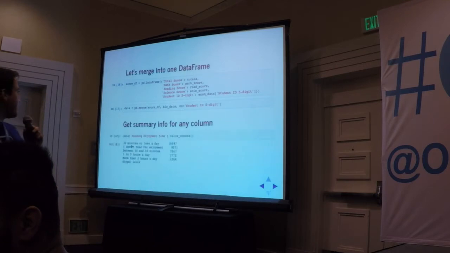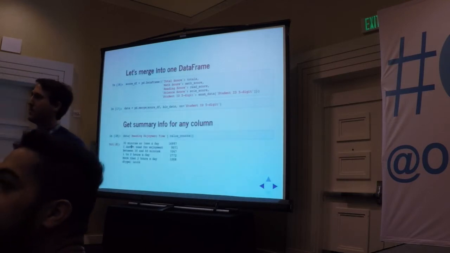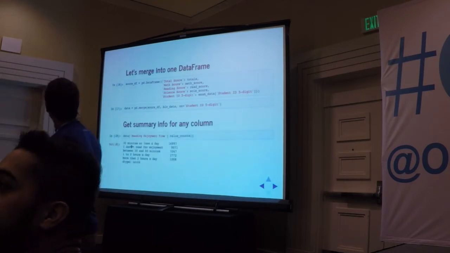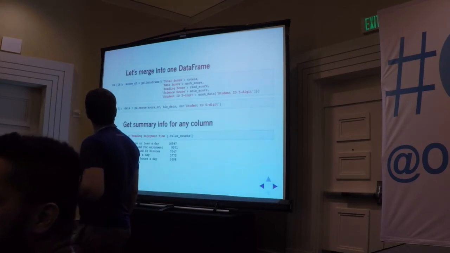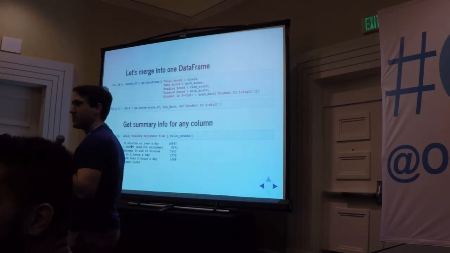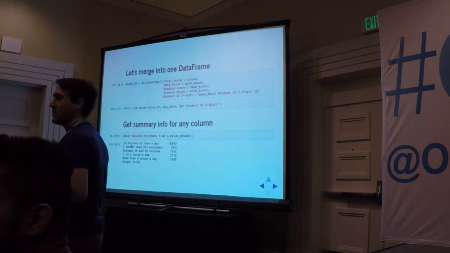Just a quick question. Your score DF has total score, that's the column tag, and then it has totals. So where is the totals coming from?